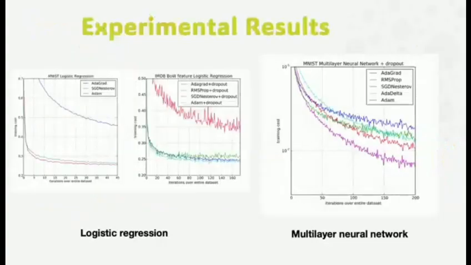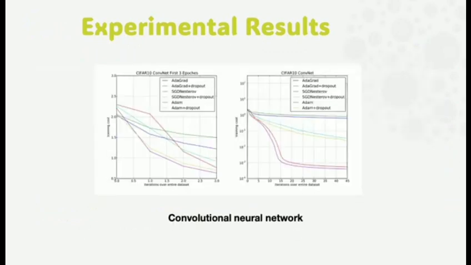Here are some results that the authors produced comparing ADAM to other algorithms, and from those figures we can see that ADAM has among the lowest training cost of all the algorithms on all of the models, including logistic regression and some neural networks.